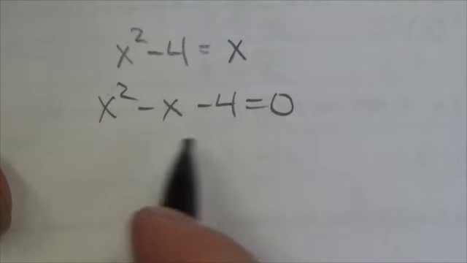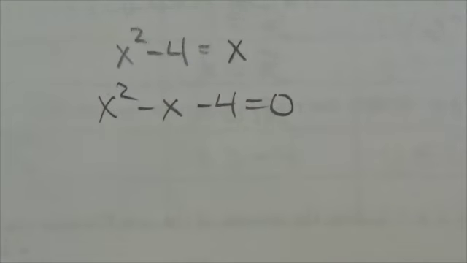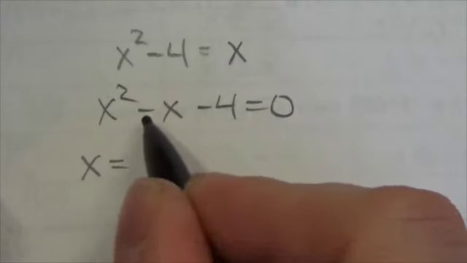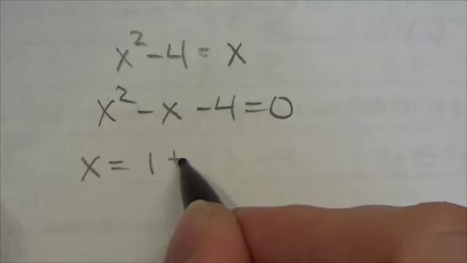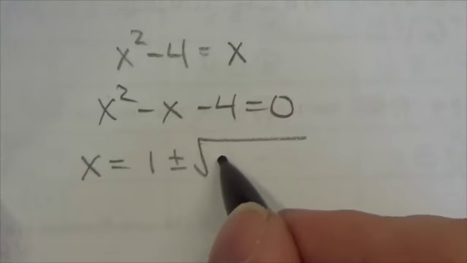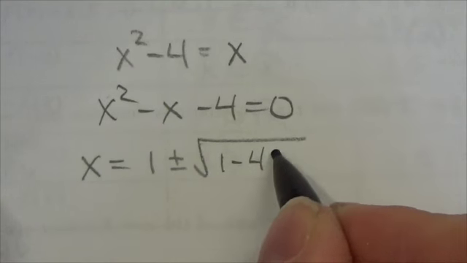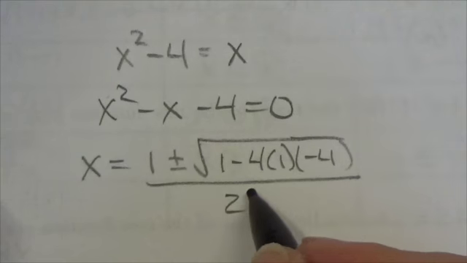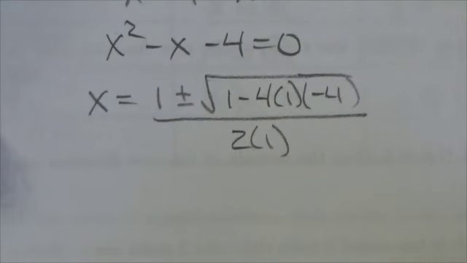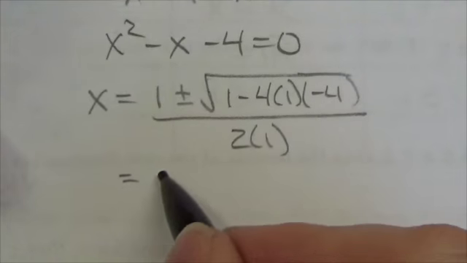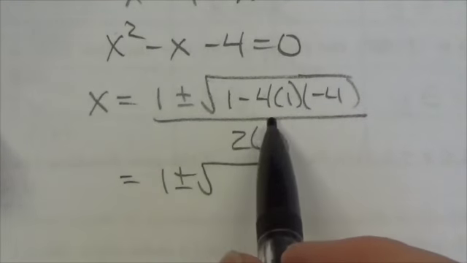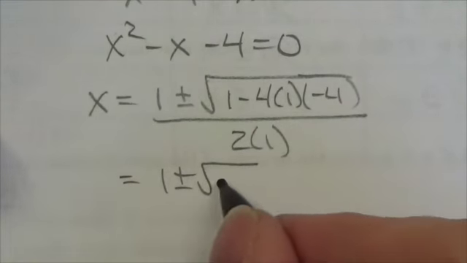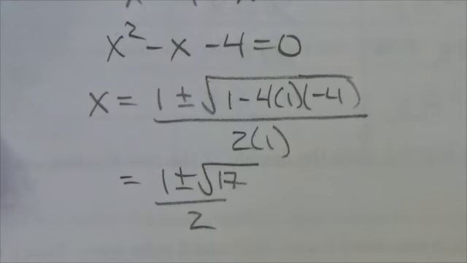And I have to factor that. Now, that is not going to factor nicely, so I'm going to have to use the quadratic formula. So x will equal the negative of -1, so positive 1, plus or minus the square root of -1 squared, which is 1, minus 4 times a times c, -4, all over 2 times 1. So this is going to end up being 1 plus or minus the square root of, well, 16 plus 1, 17, all over 2. So 1 plus or minus root 17 over 2.